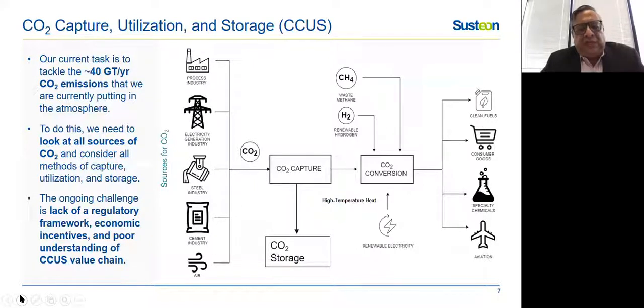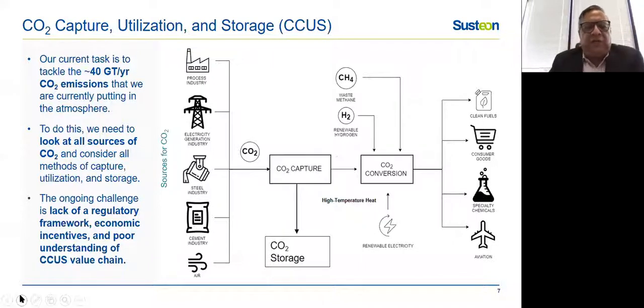So to basically deal with this problem, we'll have to look at all sources of CO2 and consider all methods of capture, utilization, storage. There are no silver bullets; no one technology can basically solve the problem. And I think the technology has been around for a while. I think one of the reasons we have not seen a lot more industrial adoption of this technology is the lack of regulatory framework. Some of the economic incentives exist, I think there are 45Q type incentives, but we need more of them. And also the poor understanding of the CCUS value chain.